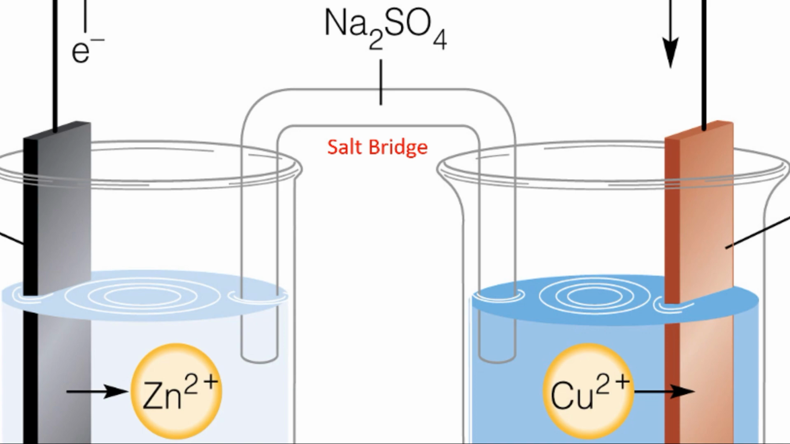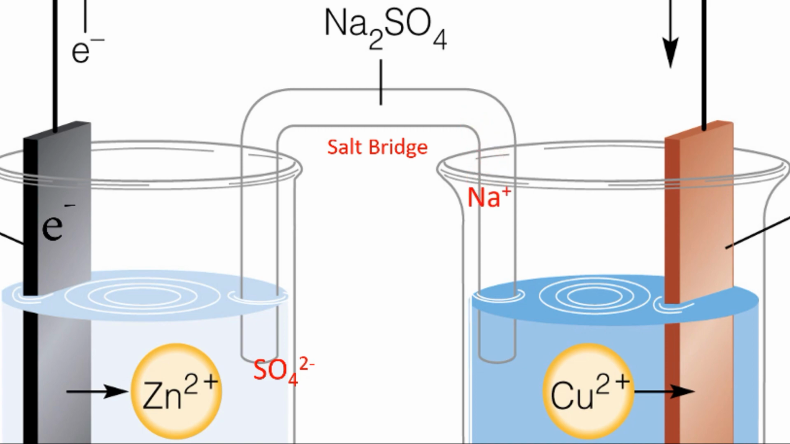The salt bridge mainly contains a highly soluble salt. Sodium sulfate is an example. How does it solve the problem? When the zinc sulfate solution is highly positive, the sulfate ion from the salt bridge comes into the zinc sulfate solution, balancing the charges in the zinc sulfate solution.